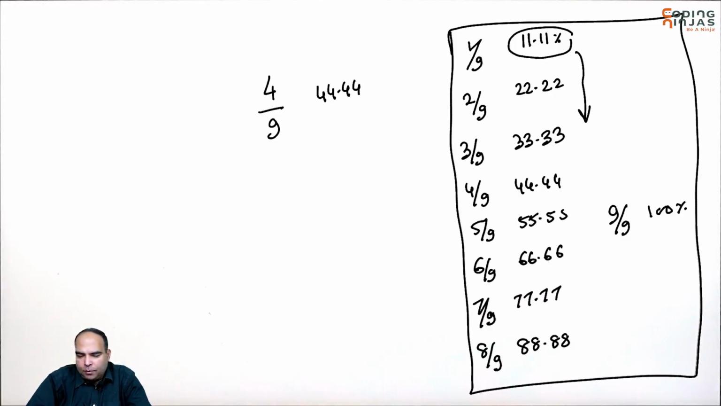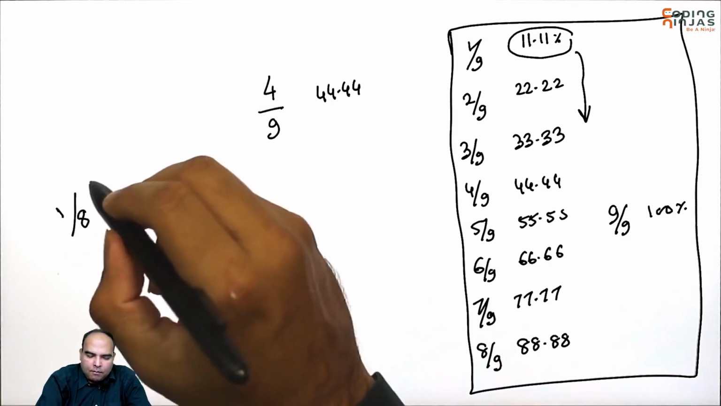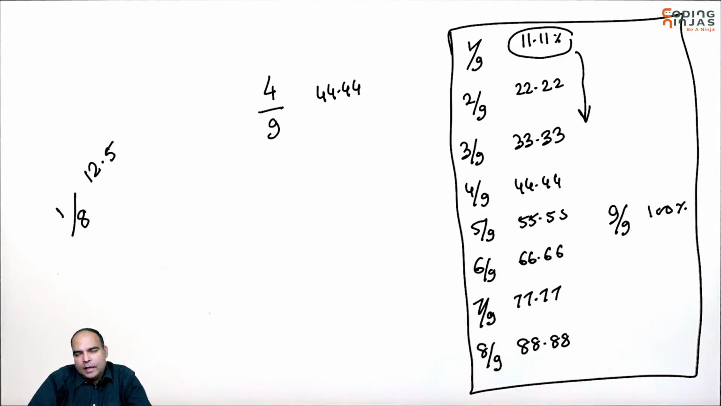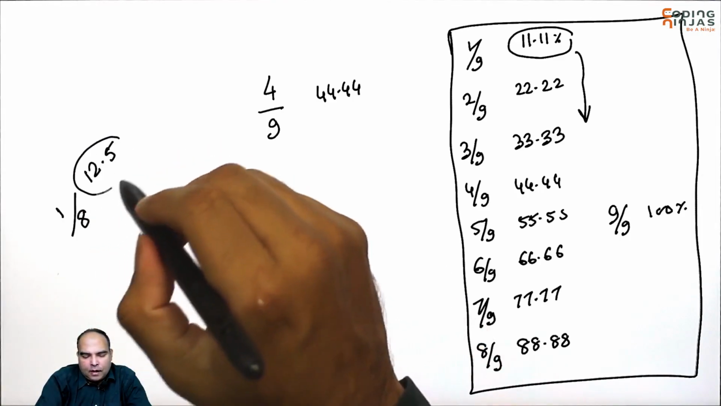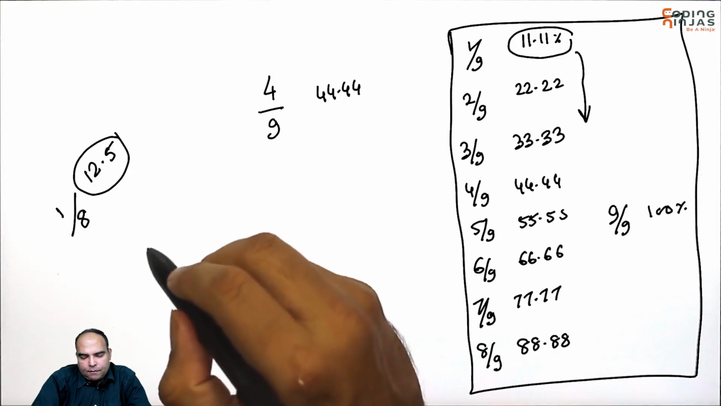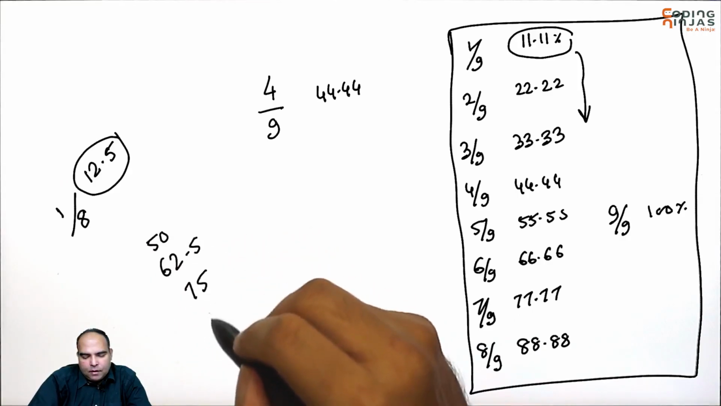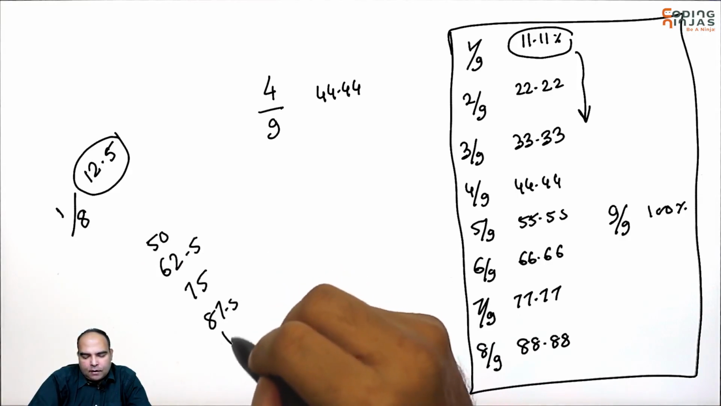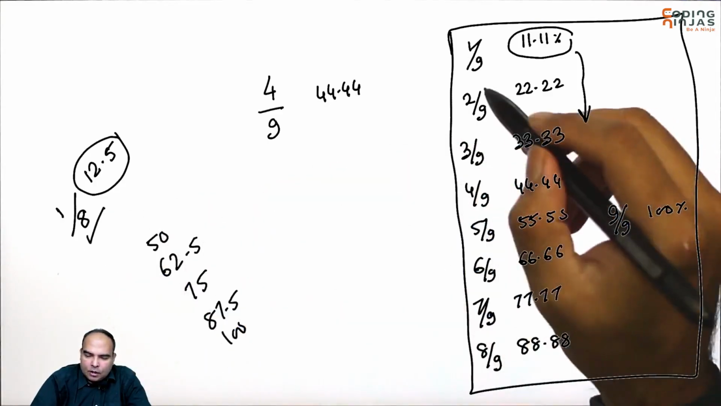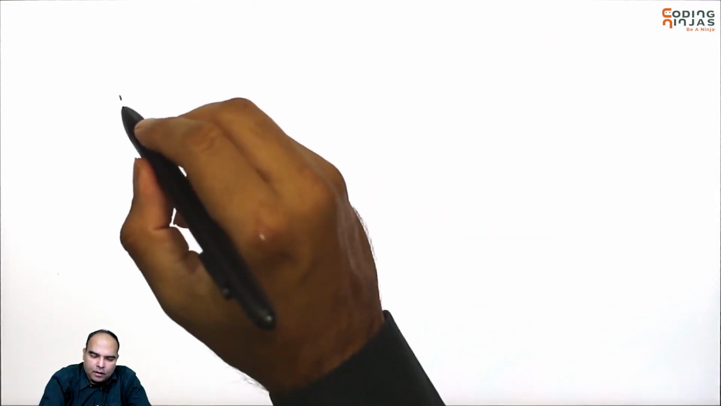There are other denominators, of course, apart from 9. For example, with the denominator 8, 1 by 8 gives us 12.5. You should be able to recite the table of 12.5 till 100 as 12.5, 25, 37.5, 50, 62.5, 75, 87.5 and 100. So 8 as a denominator, 9 as a denominator, and then there are a few more denominators that you should know by heart.